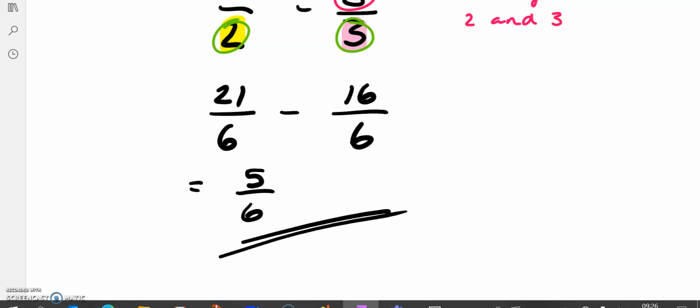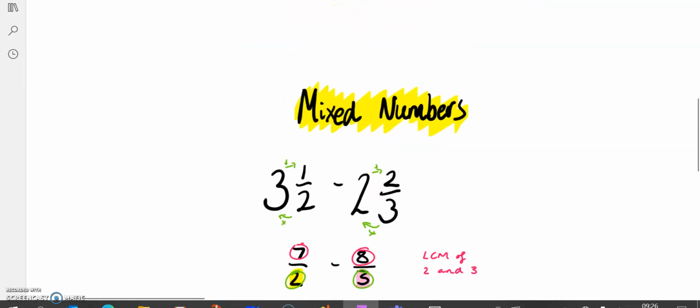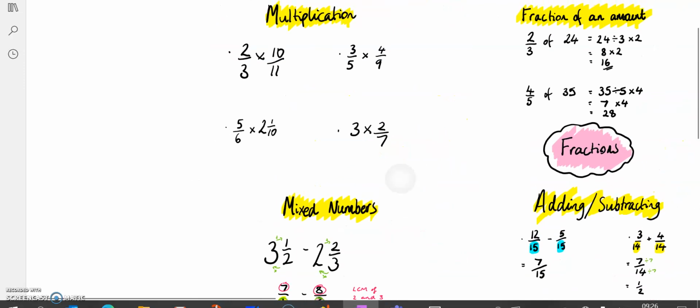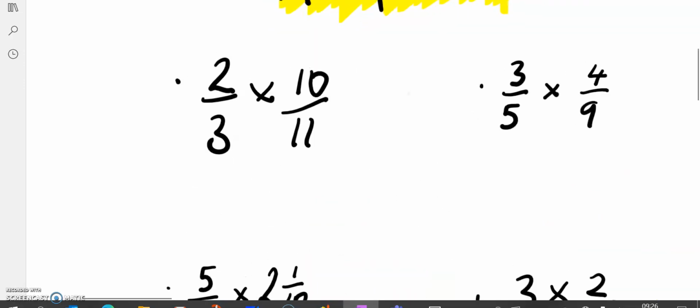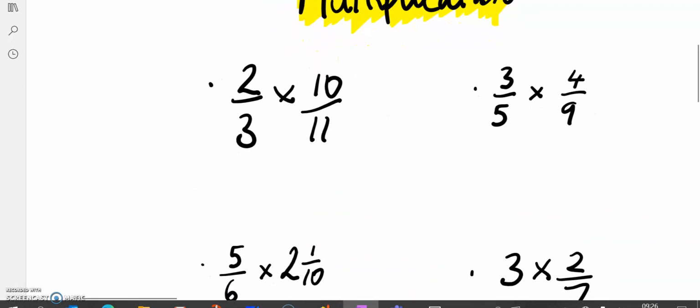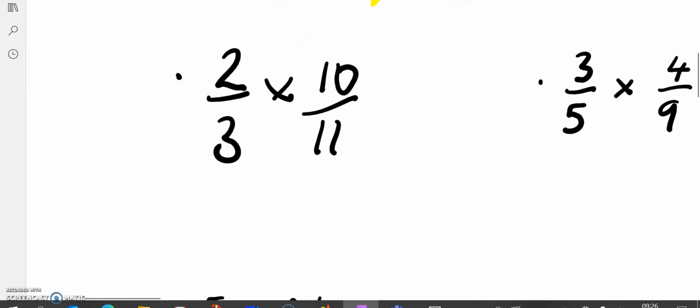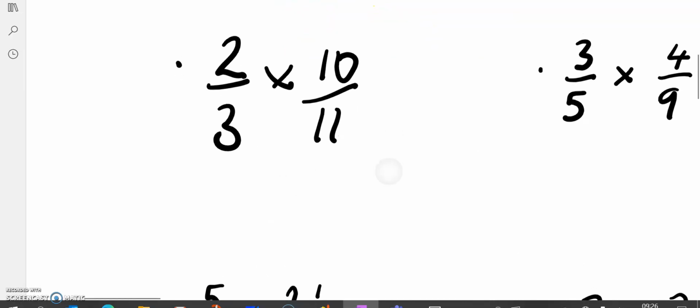That's me. The last thing I'm going to have a look at is multiplication. So we've got 4 correct examples here, and that will be all the knowledge for S1 fractions. The first example is we've got 2/3 times 10/11.